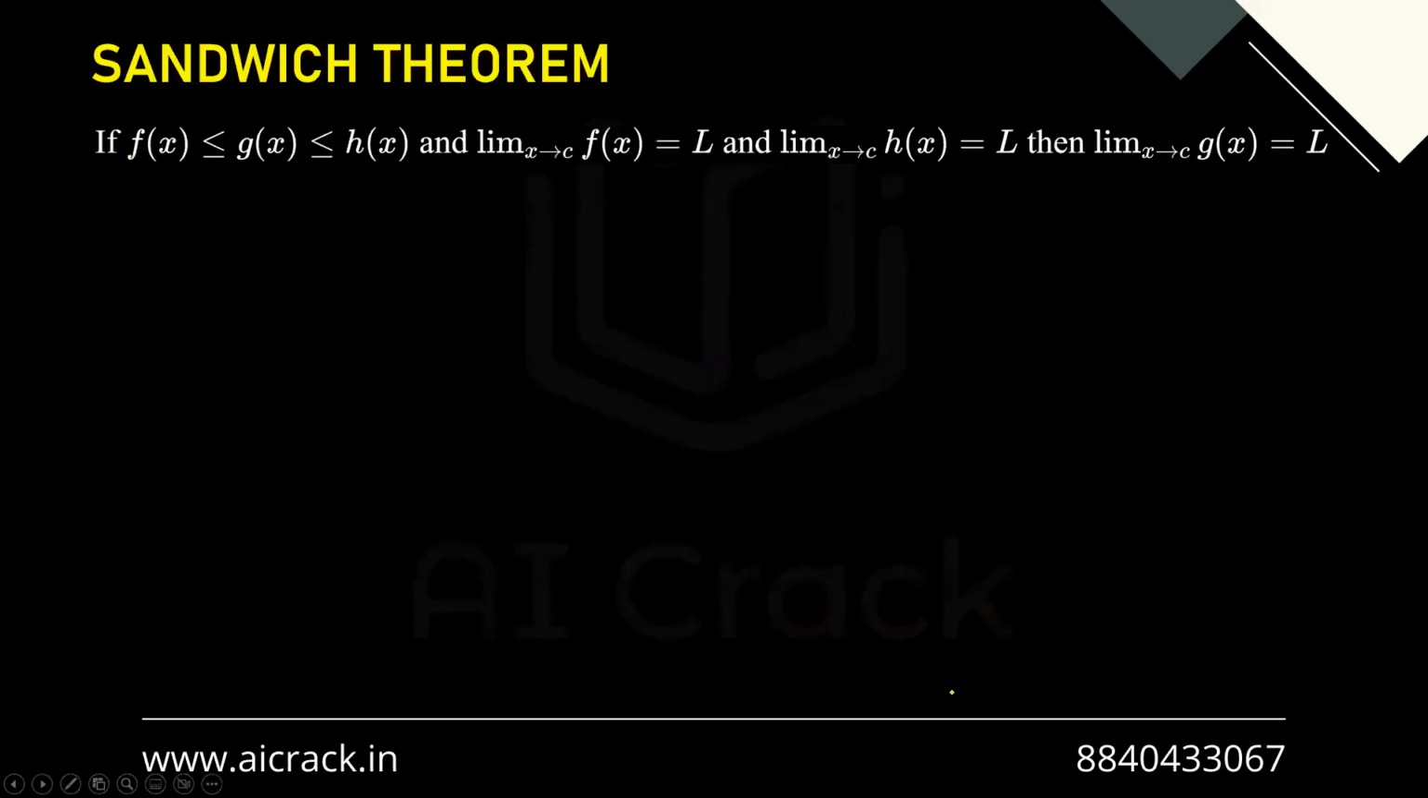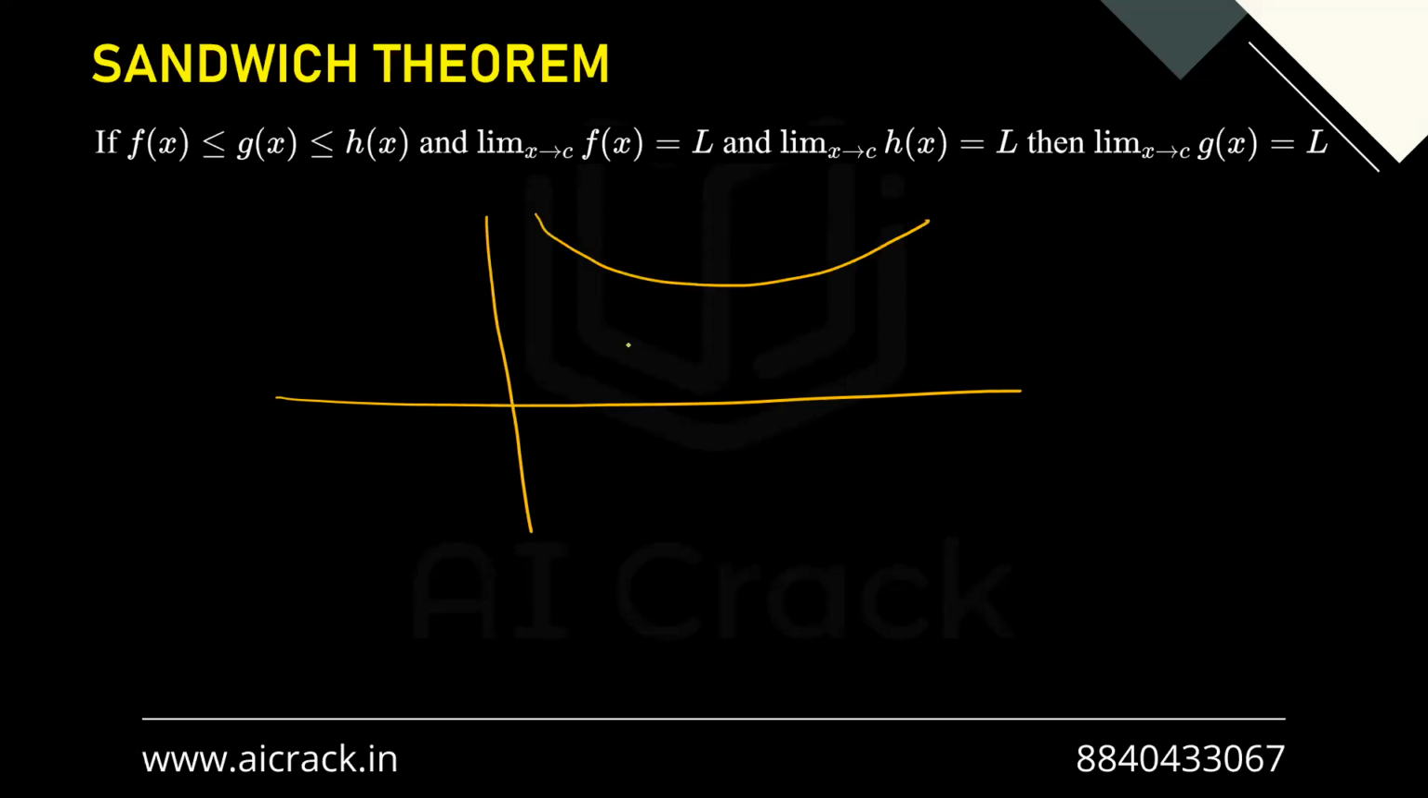Okay. Now let's talk about the sandwich theorem. So it says that if f(x) is less than or equal to g(x) is less than or equal to h(x), and limit x approaches c f(x) equals L and limit x approaches c h(x) equals L, then limit x approaches c g(x) equals L. So let's try to understand this with the help of a graph.